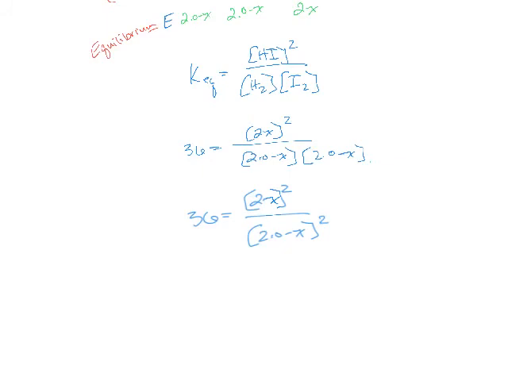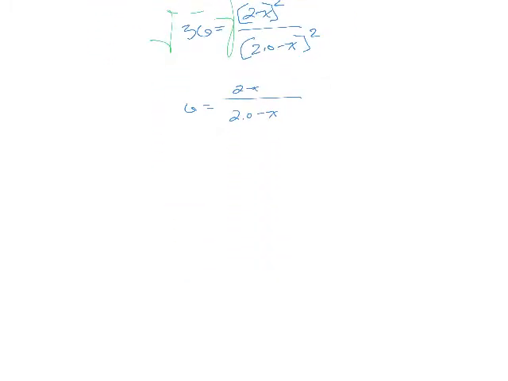But if you recognize that you can take the square root of both sides, this problem gets a lot easier. So take the square root of 36. I'll do it in a different color. The square root of 36 is just 6. The square root of (2x) squared is just 2x. And the square root of (2 minus x) squared is just 2 minus x. So now we are in a position to use algebra to solve for x without having to use the quadratic equation or a crazy number of variables.